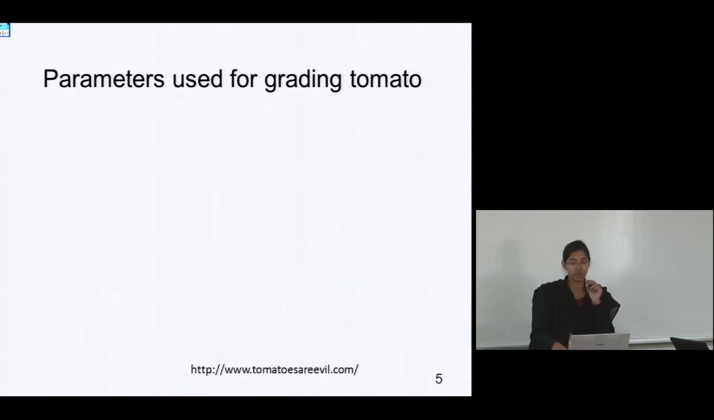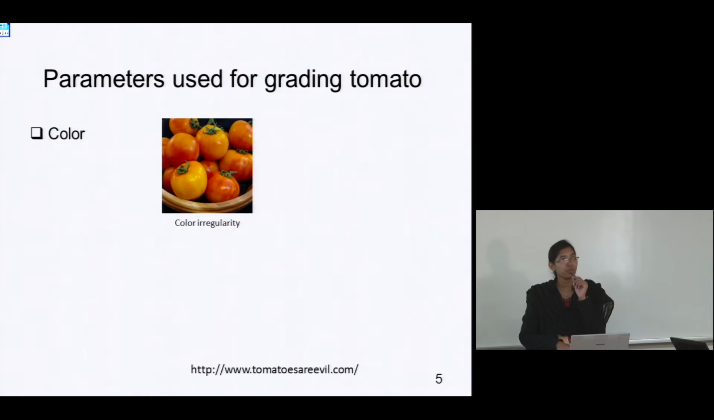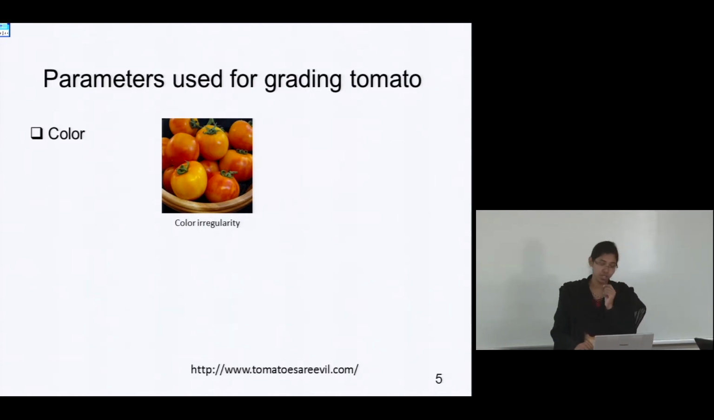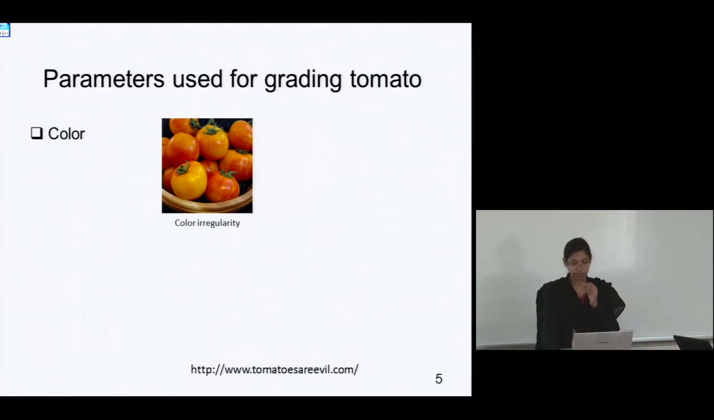Then the parameters used for grading tomato. At first, color. In these slides we can see that there is color irregularity. Sometimes the color is dark, sometimes the color is light. So color is derived from the pixel values obtained from the colorimetric conversion, and color irregularity is also derived from the pixels obtained and the distribution of a given pixel.